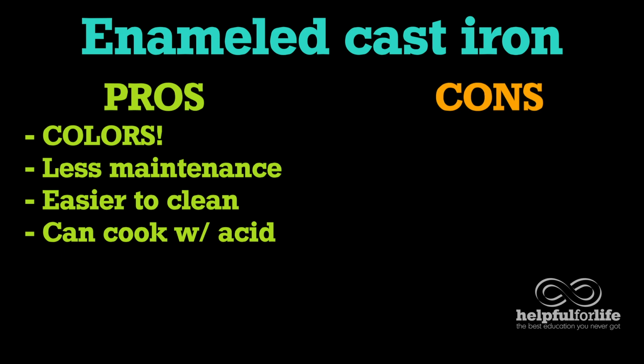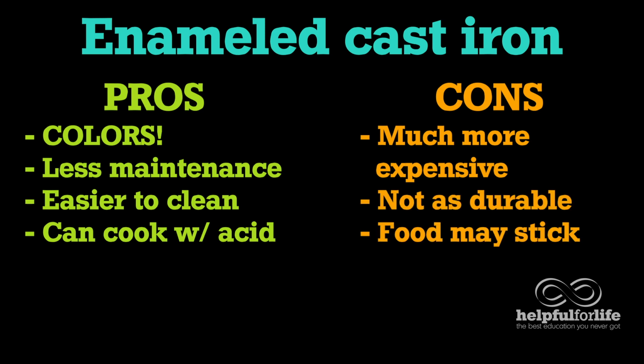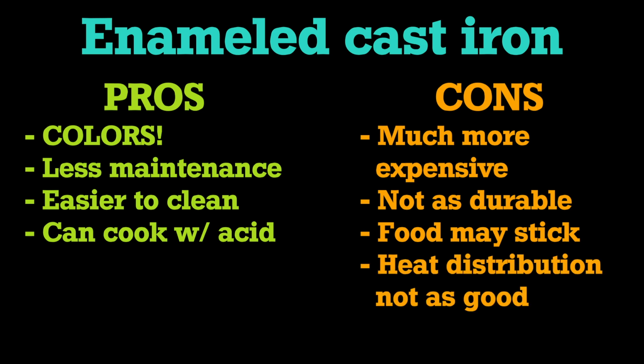As you may guess, the biggest downside of enameled cast iron is cost. It is multiple times more expensive than cast iron. Single pans can cost hundreds of dollars. The other downsides are that it isn't as durable, it is not non-stick, and the pan may have some hot spots. Lastly, you don't get that iron in your food. Darn.